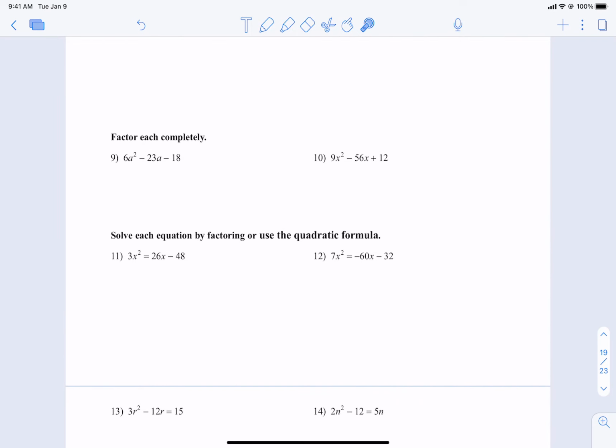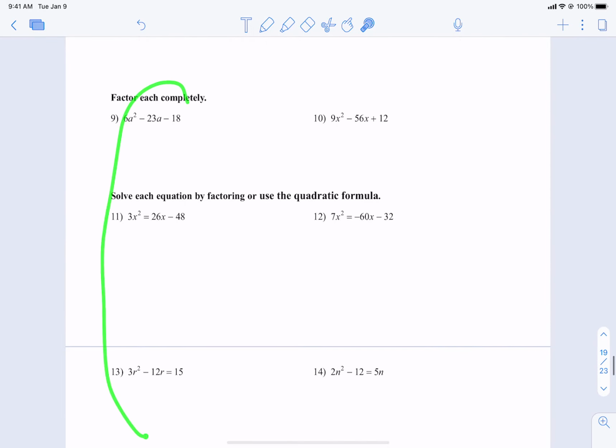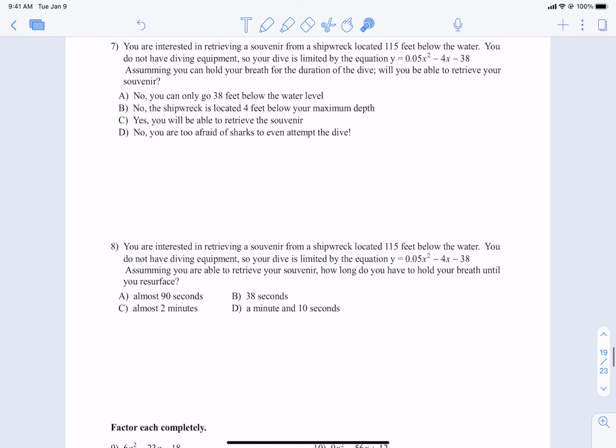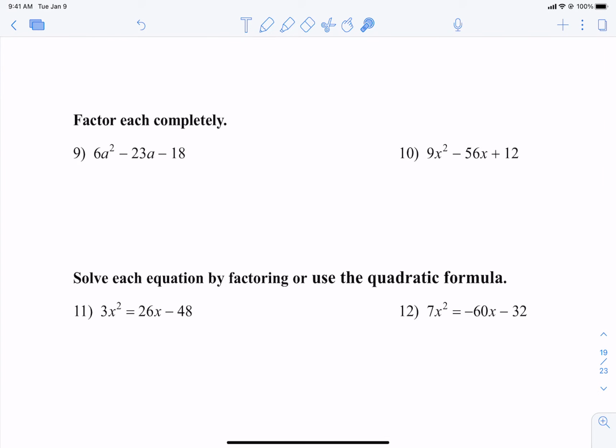Now, what I would like to do is I would like to do some of these ones on the bottom. We're going to do the odd ones that we see here. Okay, so if you could follow along, let's do the odd problems that you see. For problem 9 and 10, they are asking us to factor completely. Now remember, the first thing you got to do when asked to factor is to look at, is there any numbers that go into everything? Is there a greatest common factor?